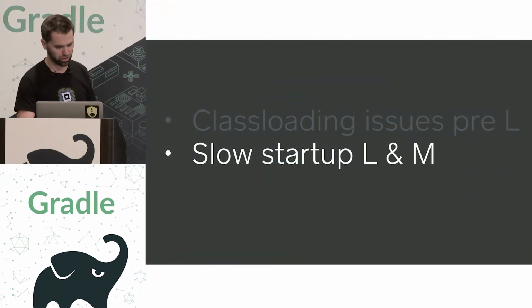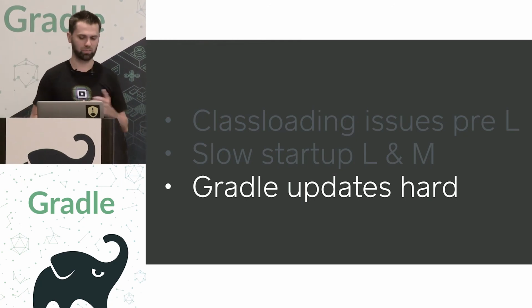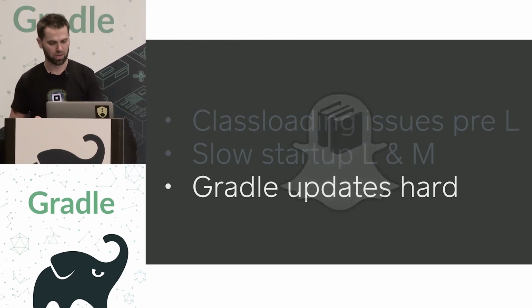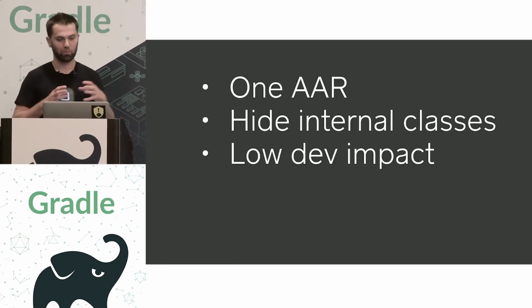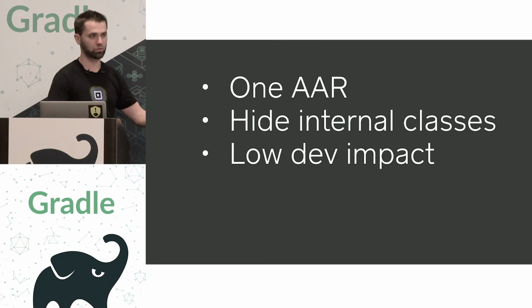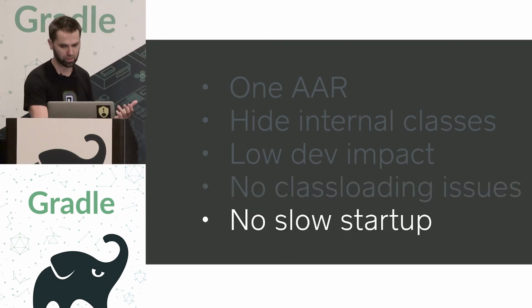And then another issue was that the Gradle updates were hard because we were dependent on the Gradle internals. So we learned a lot. We tried our thing, and we had our constraint, and now we need to add new constraints, like we don't want any class loading issues. We should know the errors are at compile time, and we don't want a slow startup.